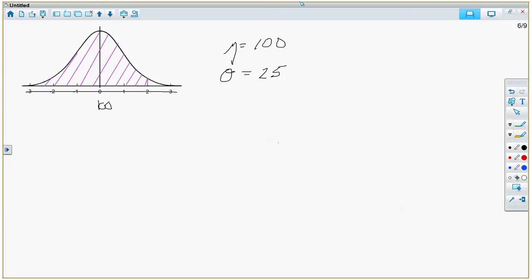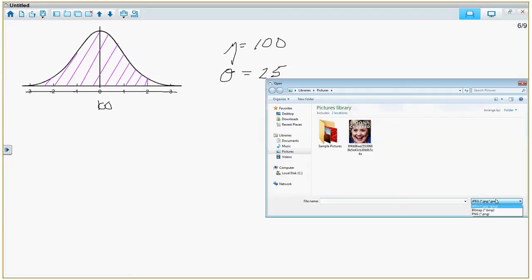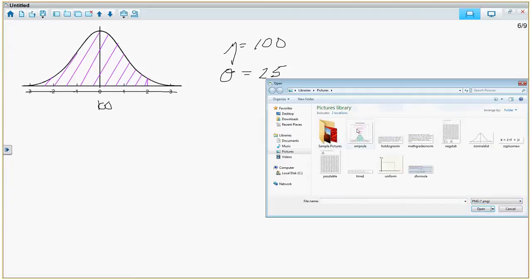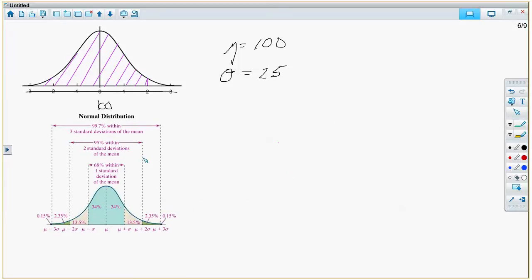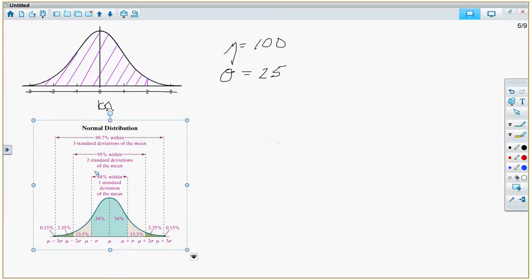So I'm going to pull in my handy dandy mental representation of the thing I was supposed to learn back in the first unit. And I put that under here because I'm mentally thinking at the same time. So 0.15, 2.35, 13.5, 34, 34, and what? 13.5. Add all those up. And that's your answer. So the area in this magenta is, somebody tell me what it is again?